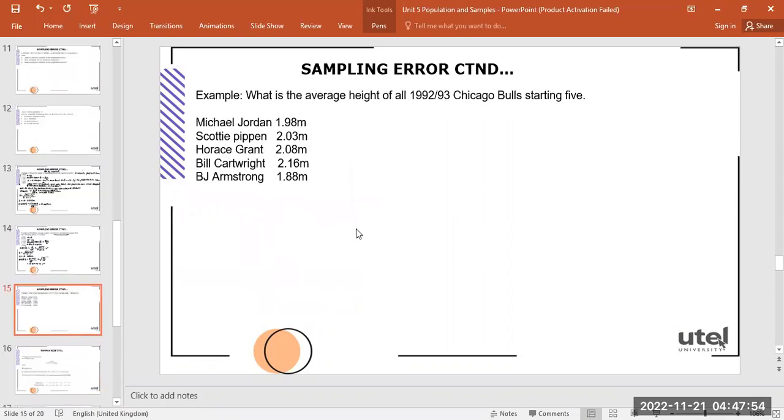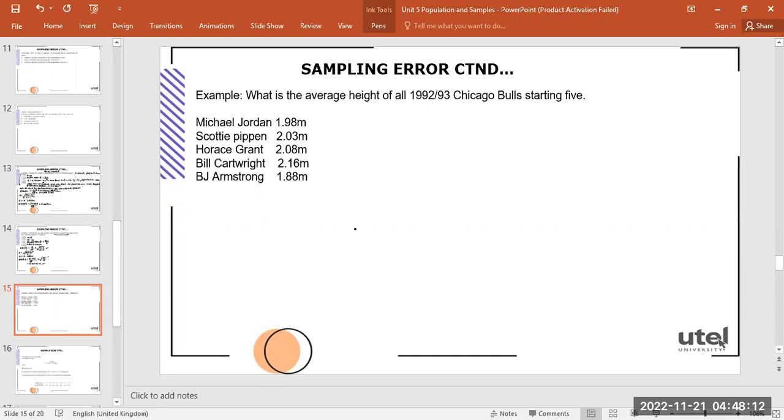And let's see how to calculate the standard error for a whole population. Now here it says, what is the average height of all 1992/93 Chicago Bulls starting 5?